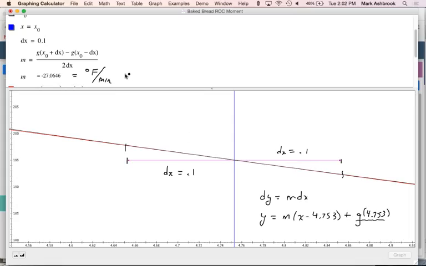So now, tell the person next to you, so that number is negative 27.06. Tell the person next to you what the meaning of that number is. Negative 27.06 degrees Fahrenheit per minute. Go.